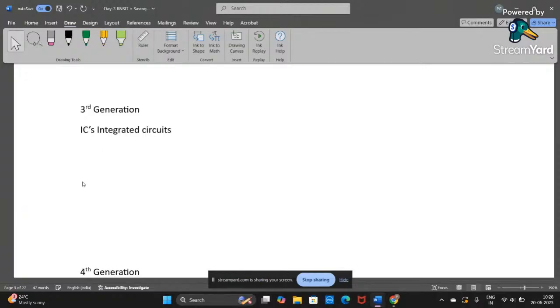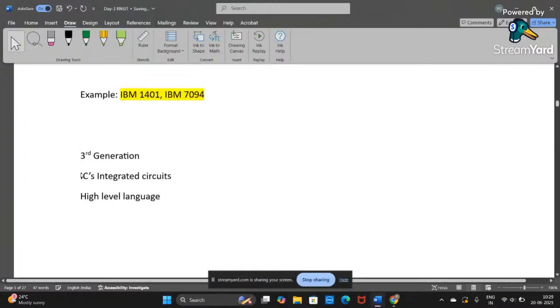Then the programming language was high-level language. In the first generation, we used machine language, binary 0 and 1. In the second generation, we used assembly language. Here in the third generation, they used high-level language.